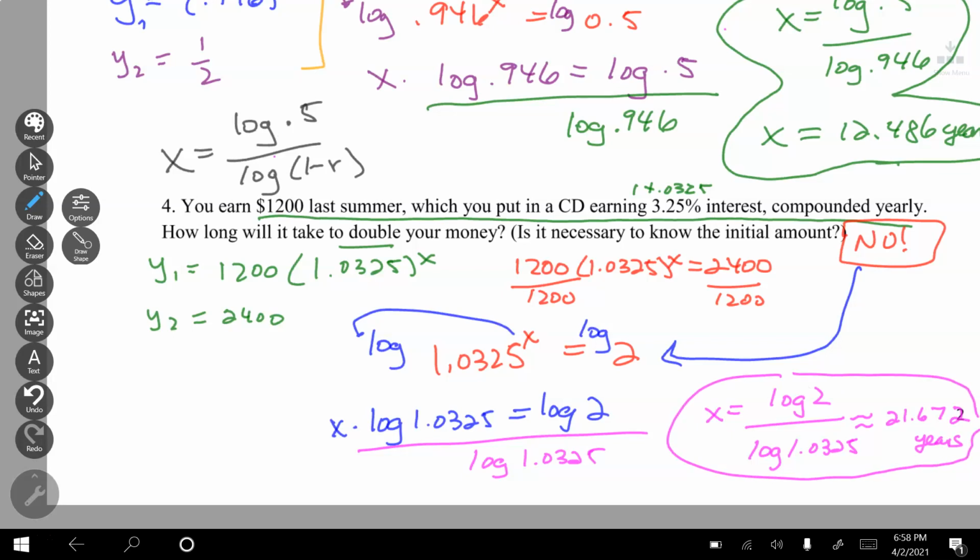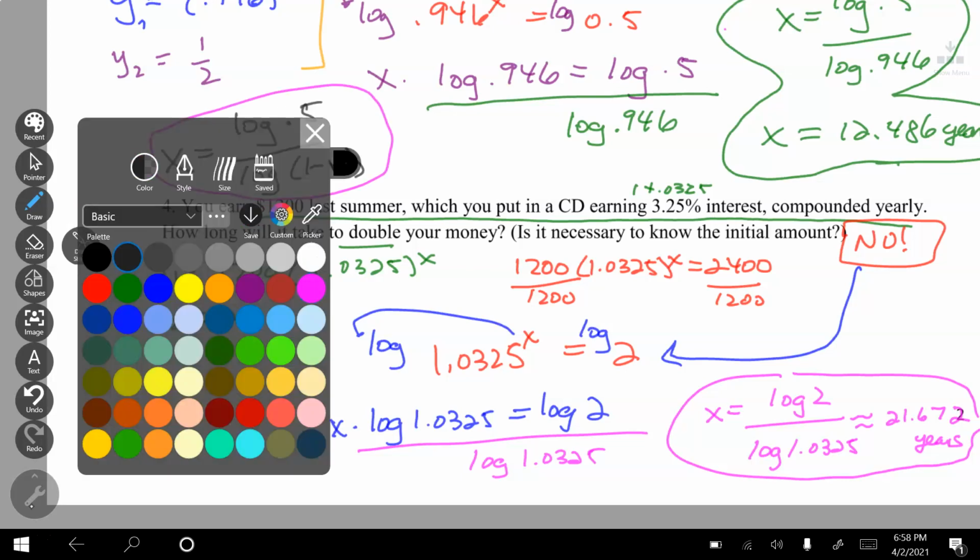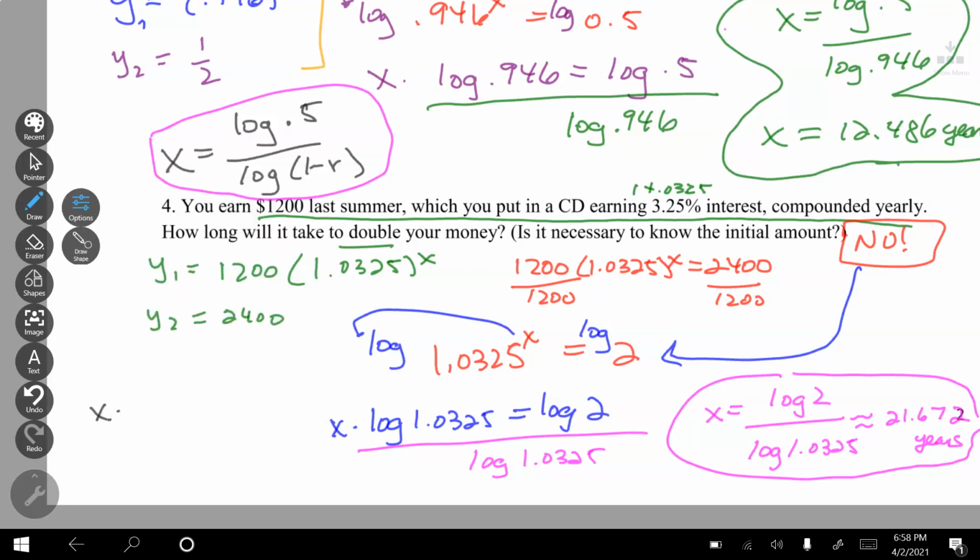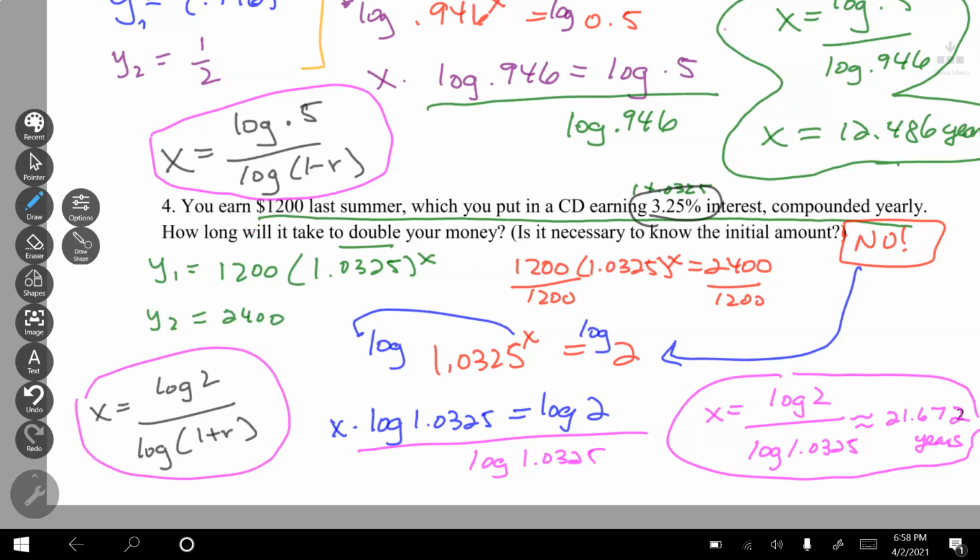And remember, if this was my form for my half-life, the form for my doubling is x equals log of 2, and now it's over log of not 1 minus r, but 1 plus r, because it is growing. And here's my r value right here. And there we go. That's how I figure how long it takes to double. And the initial amount is irrelevant. Just like for the half-life problem, the initial amount is irrelevant. That's why I made it 1.